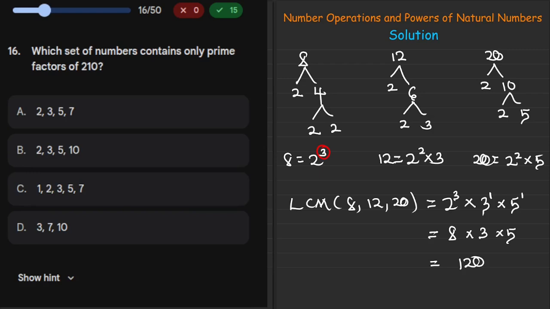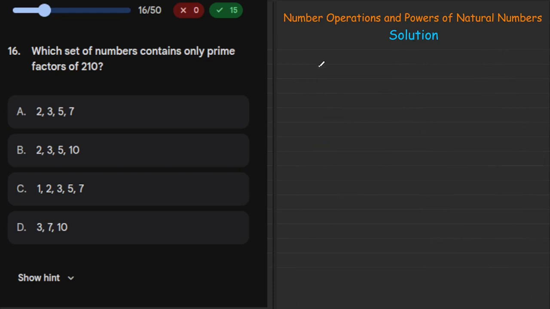Question number 16. Which set of numbers contains only prime factors of 120? Only the prime factors of 120. We can easily do this by determining what the prime factors of 210 are. So for 210, starting with 2, we have 2 times 105. So 105. Now, can we divide with 2 again? No. So we move to the next prime number.